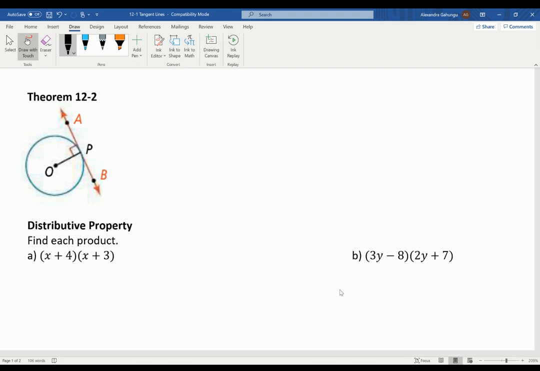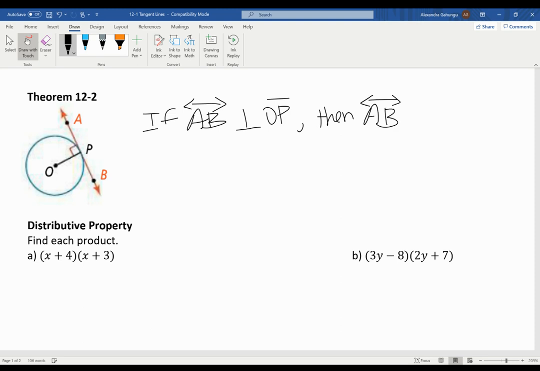So the next part of tangent lines is looking at the converse of our first part. So if we have AB being perpendicular to segment OP, we don't know that AB is tangent, but we just know that it's perpendicular to our radius. Then if we know that they're perpendicular, we have a 90, then we can say AB is tangent to our circle.